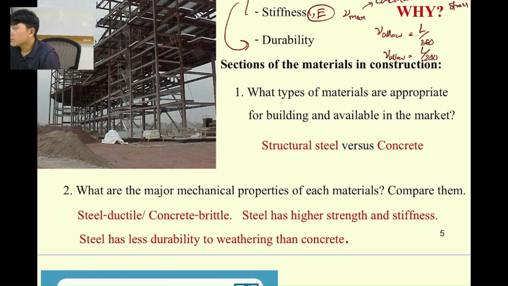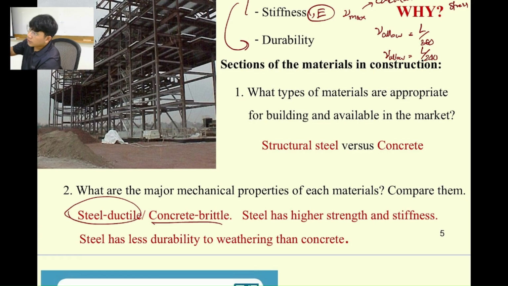As you may know, when you test steel, any type of steel, it's ductile, which means steel has ductile behavior, whereas concrete behaves as a brittle material. Steel is going to have higher strength and stiffness compared to concrete. But steel may need some maintenance. So that's a trade-off between steel and concrete.